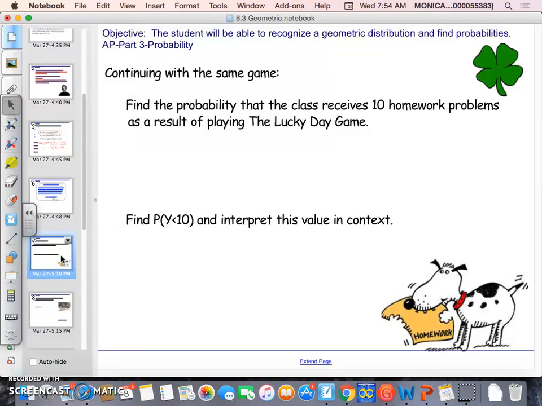So we want to find the probability that the class receives 10 homework problems as a result of playing the Lucky Day game. So we want to find the probability of Y less than 10 and interpret this value in context. And so we know that it's a 1 in 7 chance. That's our probability. So this would be geometcdf, and it's the less than sign, so I don't have to worry about subtracting from 1. 1 out of 7, and the number is 10.